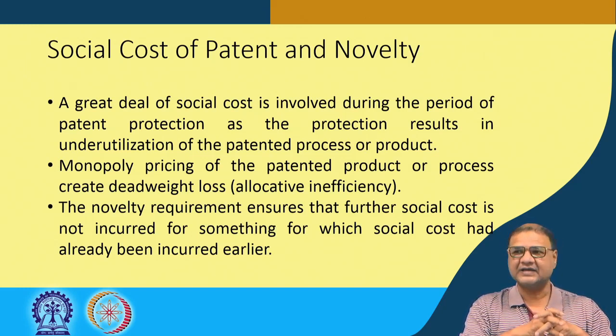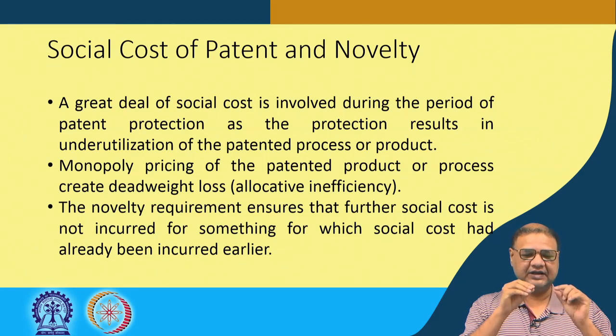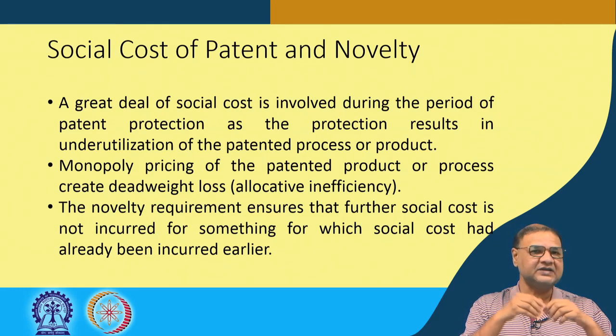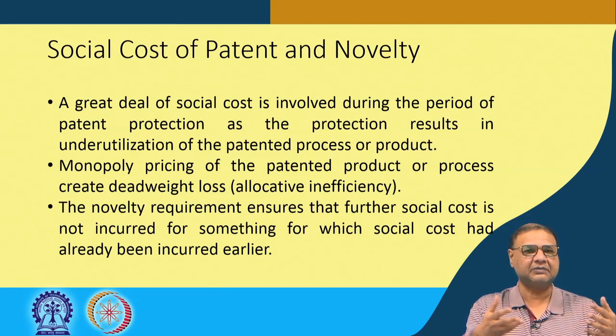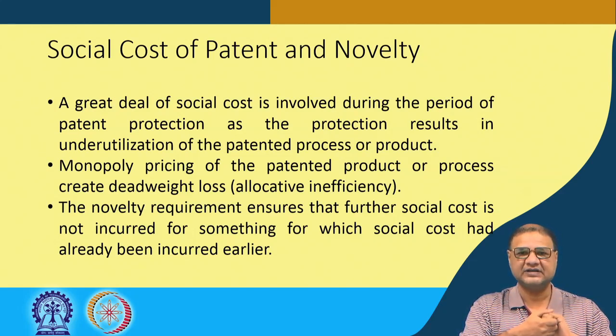Then secondly, as I have mentioned, the price of the product or the process is arbitrarily fixed, and therefore there are individuals who want to have that product, but he or she cannot afford it because of this monopoly pricing. As a result of this, a deadweight loss is created. And this is the highest example of allocative inefficiency in patents.